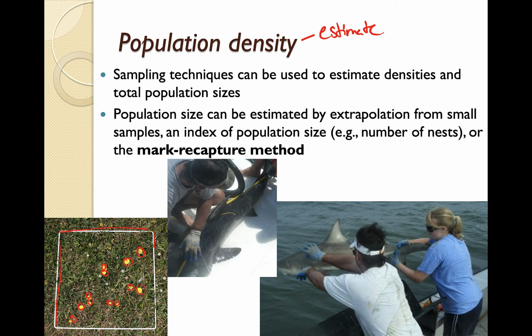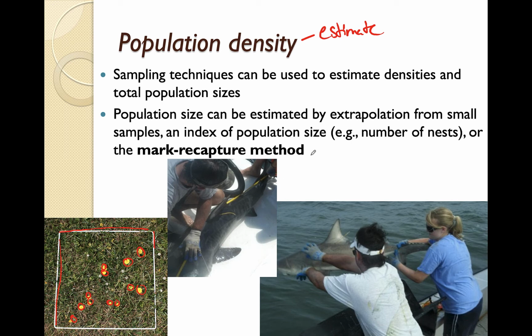So 1, 2, 3, 4, 5, 6, 7, 8, 9, 10, 11, 12. And then you would sample this a whole bunch of times throughout the entire population's area, and then come to some kind of average and determine the population density based on your sampling and assume that it's the same throughout.